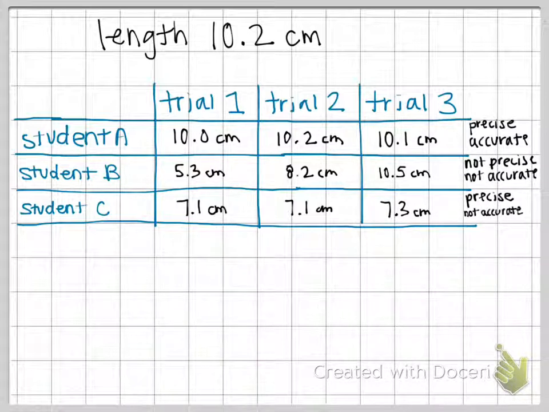So more often you're going to have to look at a data table and look at numbers to determine if it is accurate or precise rather than a dartboard or something like that. So this is an example of data that you might have to look at and classify as either accurate or precise.